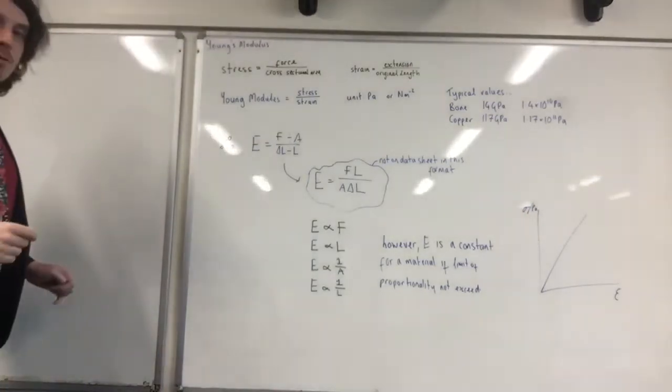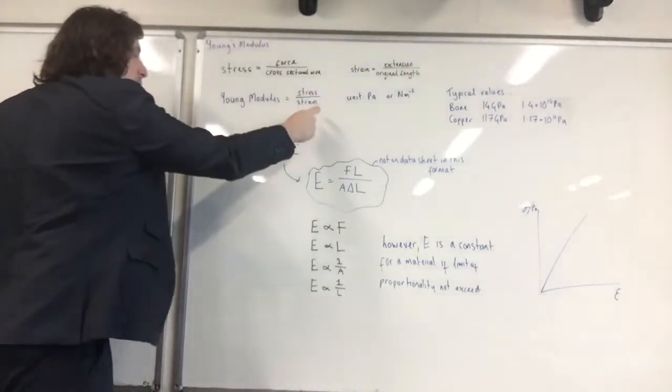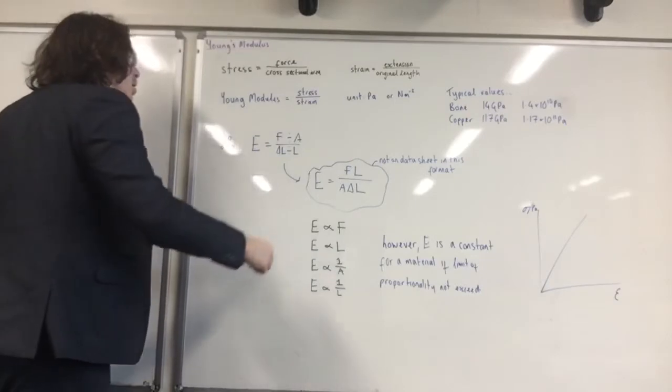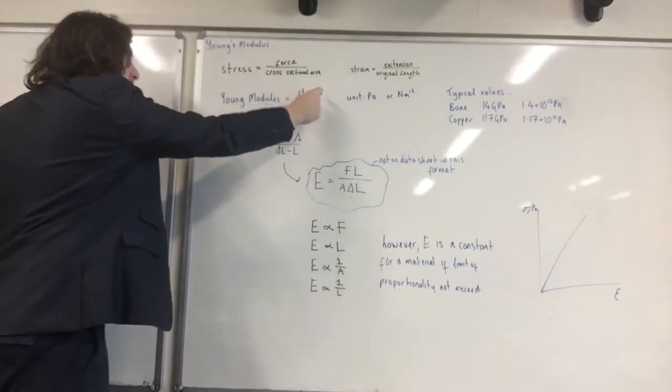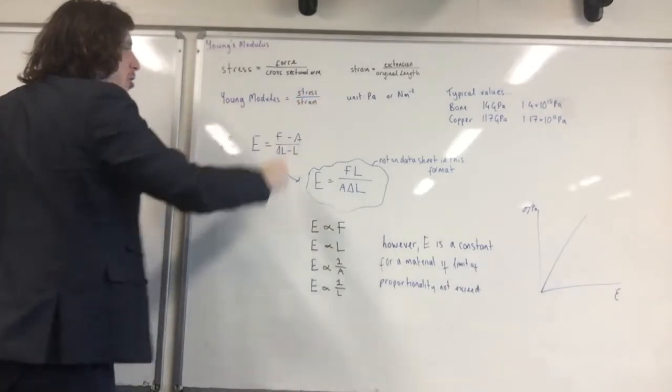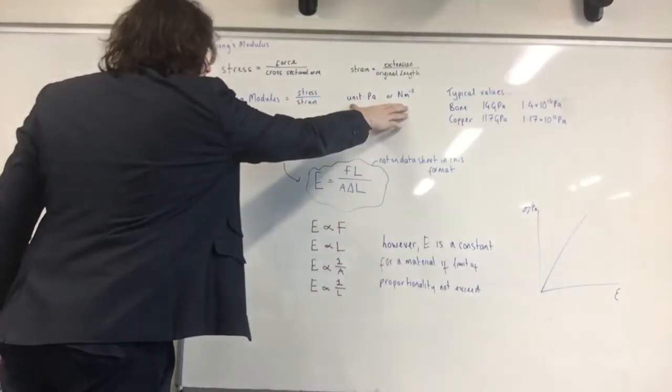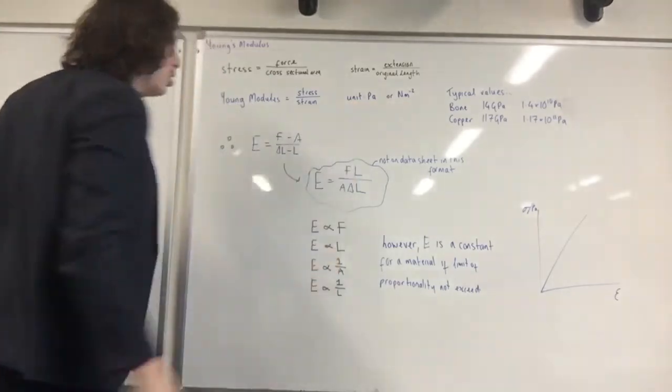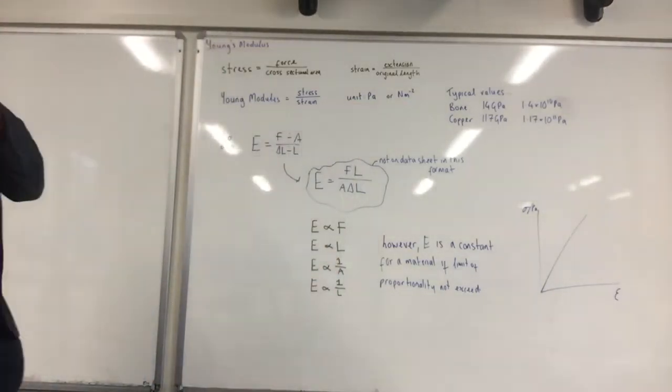Young's modulus is the ratio of stress over strain. Okay, so it's how much tensile stress it takes divided by the tensile strain. Because it's pascals divided by something with no units, the unit is the same as stress. It's pascals or newtons per metre squared.